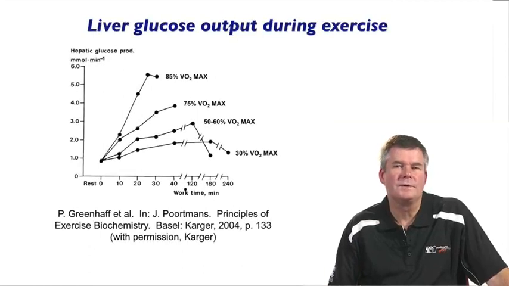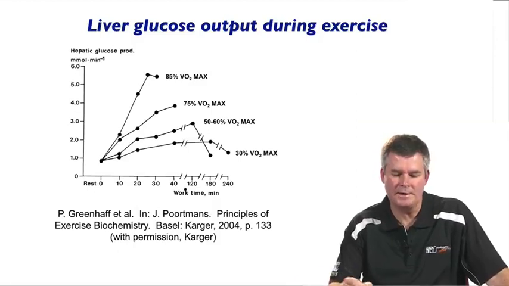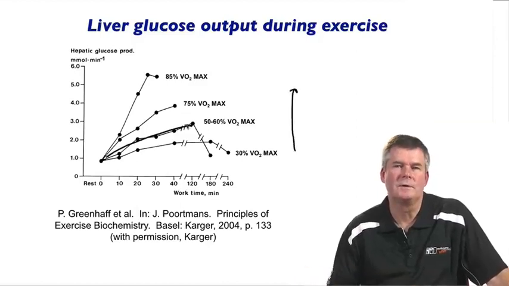Now, it's very important that the blood glucose concentration be maintained within relatively normal range during exercise, and this is the role of the liver during exercise. And so just as you see an increase in muscle glucose uptake, there's a parallel increase in liver glucose output. And you can see here that the curves for liver glucose output are very similar to those of muscle glucose uptake. Both an increase in exercise intensity and an increase in exercise duration will increase liver glucose output.